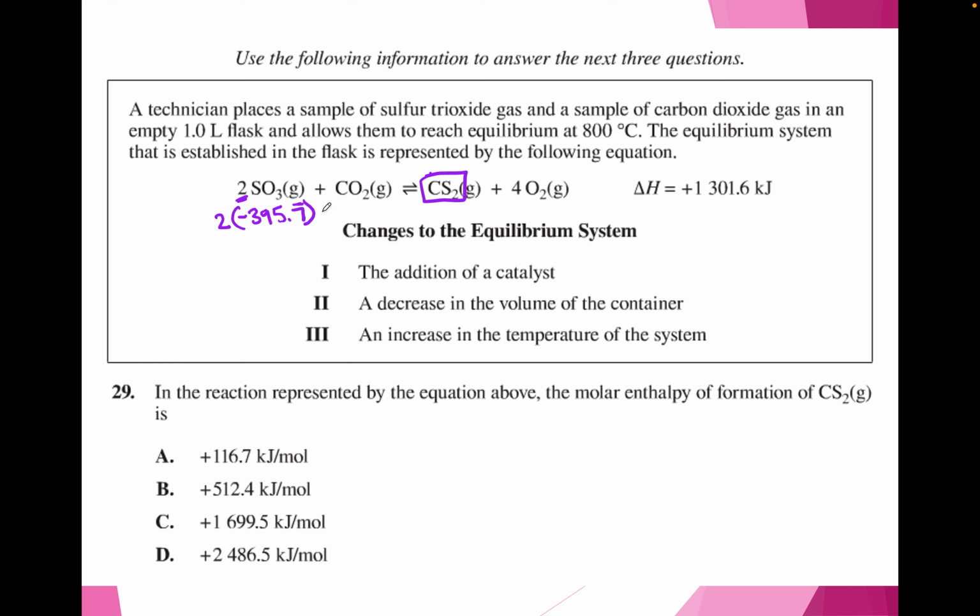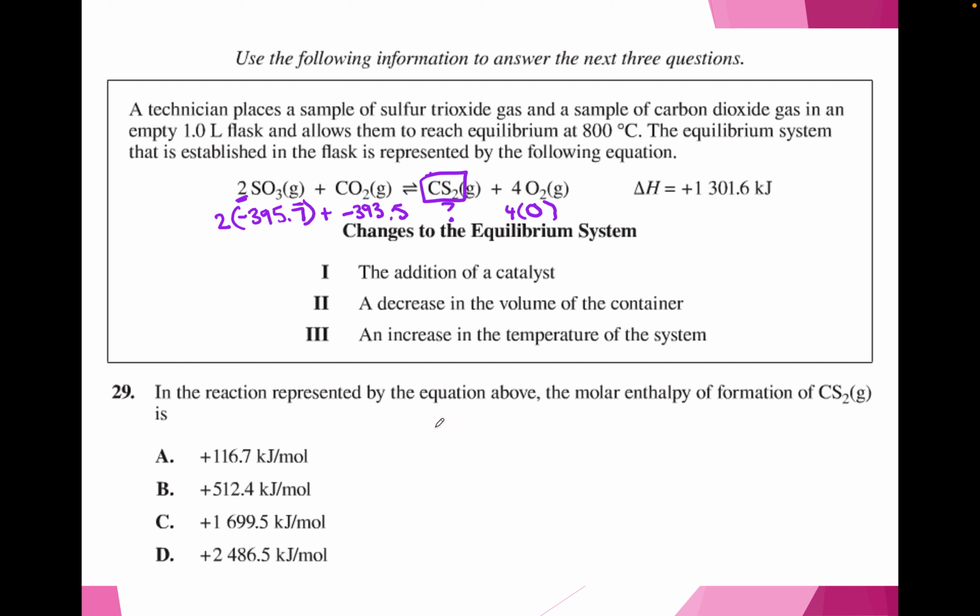Then carbon dioxide has an enthalpy of formation of negative 393.5. CS2 is what we want to find, and elements that are by themselves have an enthalpy of formation of 0. So we can still say we're multiplying this by 4, but that won't really help us too much.